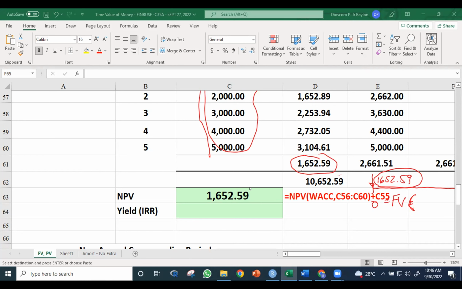So we did the long cut. Okay, thank you so much, everyone. We did the long cut. We used the NPVs of each, but there's an easier and shorter way. This one, the NPV function.